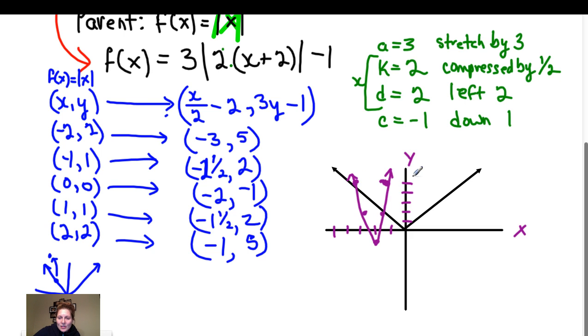So let's see if it matches what I originally thought. Have I stretched the function by 3? Am I rising at a quicker rate? Yes, I've done that. Is my function compressed horizontally by 1/2? That is squished in about half the size that it used to be. Looks like it's along those lines. Have I moved the vertex of my function to the left 2? 1, 2, I sure have. And have I moved it down 1? Yes. So I know that this new transformed function matches the transformations that were in the equation.